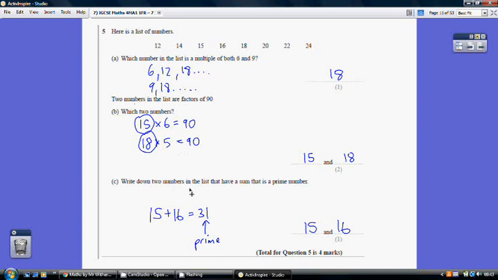Part C, write down two numbers in the list that have a sum that is a prime number, so that when you add them together you get a prime number. For example, 15 and 16 gives you 31. 31 is prime because the only factors of 31 are 1 and itself, 1 and 31. There are no other factors. 31 is prime. So 15 and 16 is an example of a correct answer.